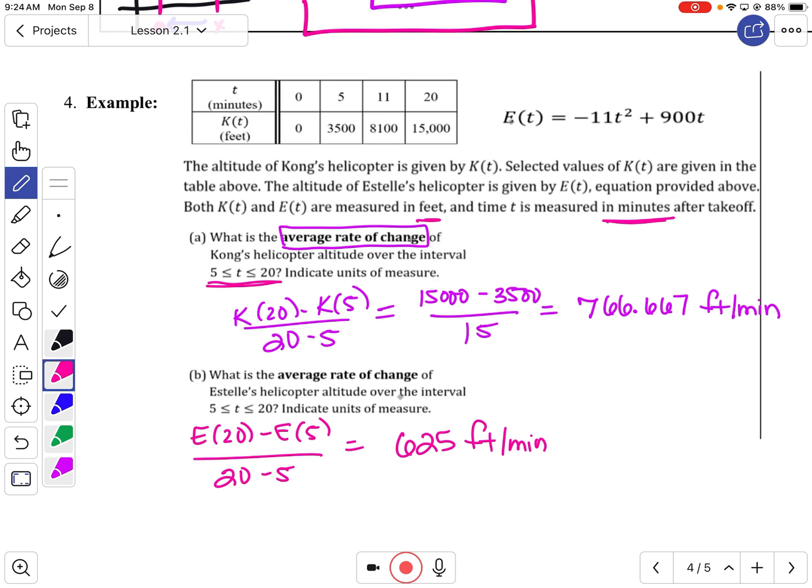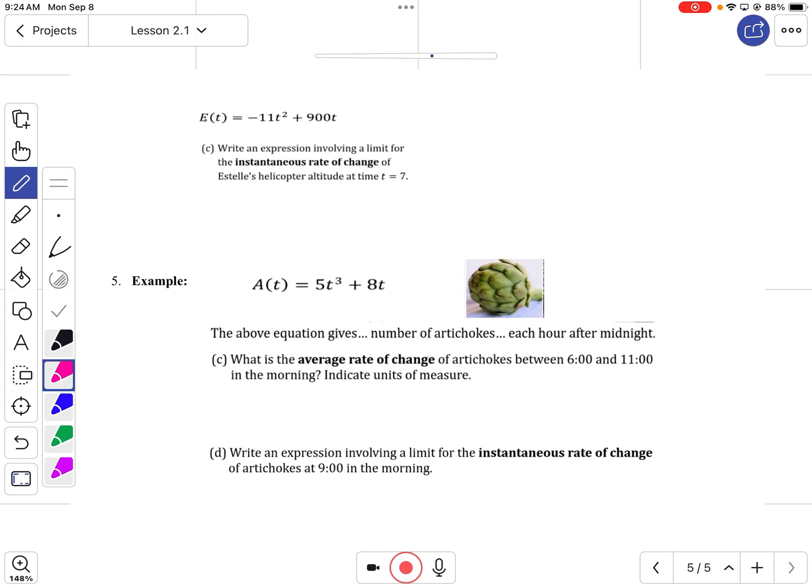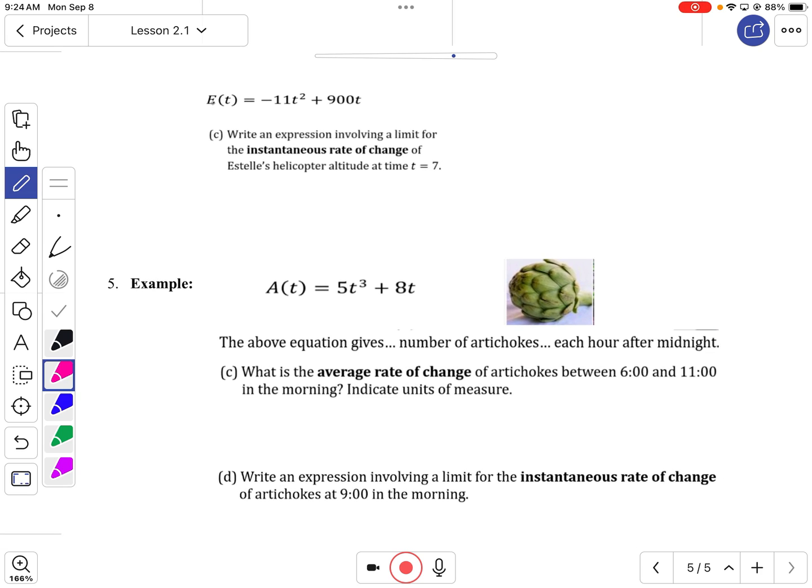Okay, so those are average rates of change. Now we flip and it says, let's write an expression involving a limit for the instantaneous rate of change of Estelle's helicopter at t equals 7. We don't have to evaluate the limit. We just have to write the expression. So it tells us we're going to need a limit.